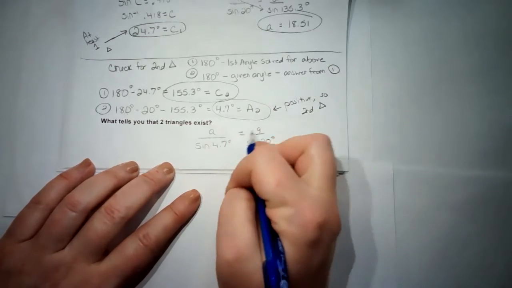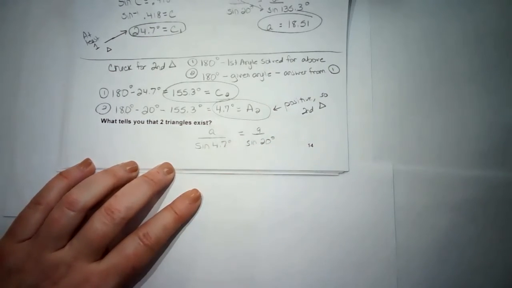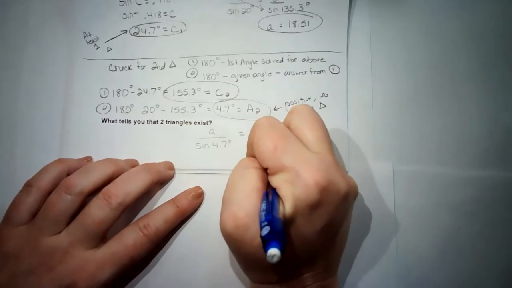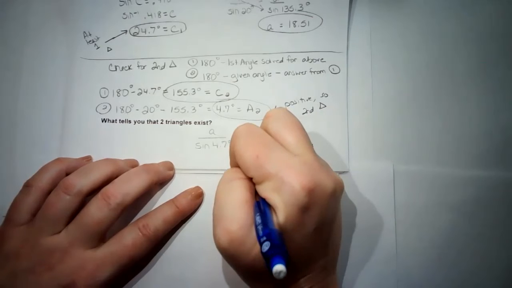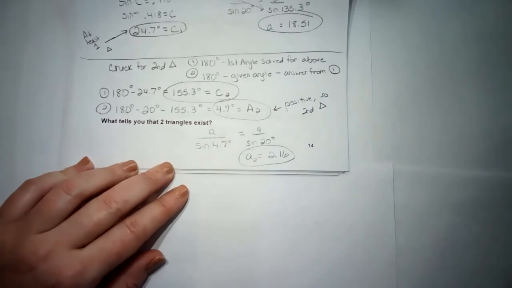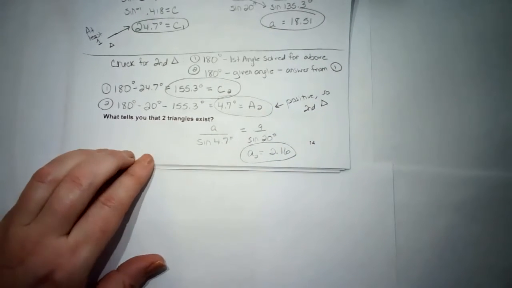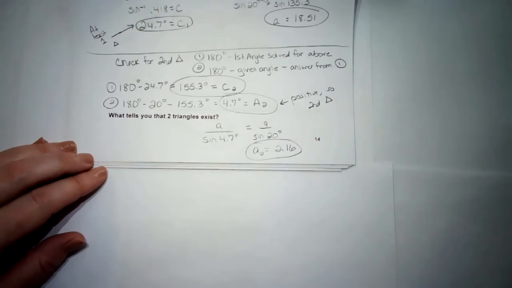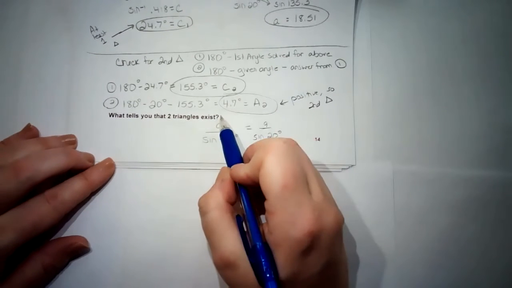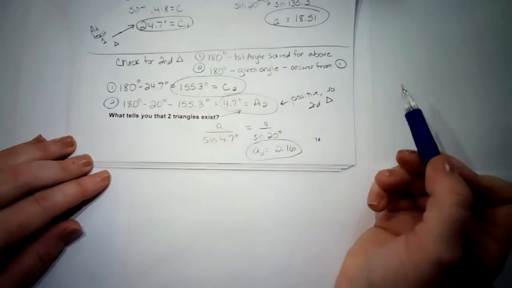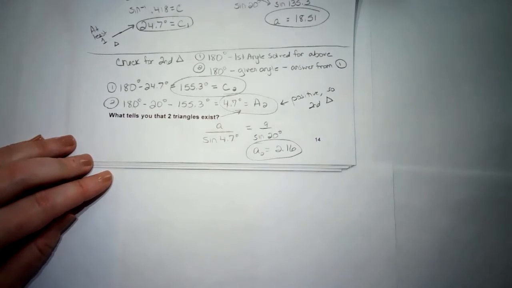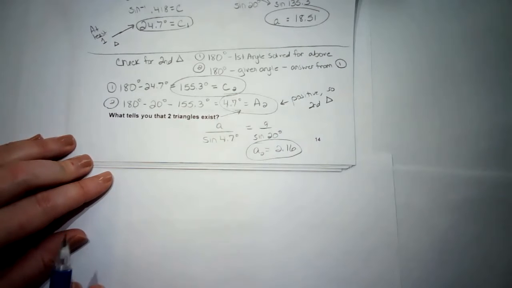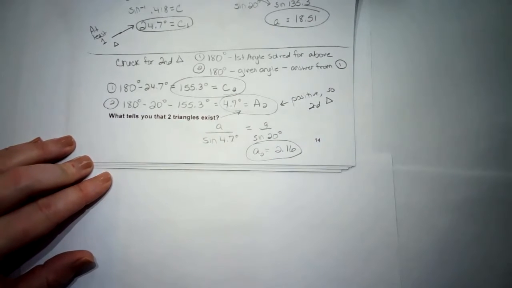When I multiply 9 times sine of 4.7 divided by sine of 20, I get a little a of 2.16. If you want to call him A2, you can. You don't have to. I just made up those numbers for the A2, A1, all that. So what tells you that 2 triangles exist? This, right? That this step 2 is positive. I know that's super weird. That's going to have to come with practice.